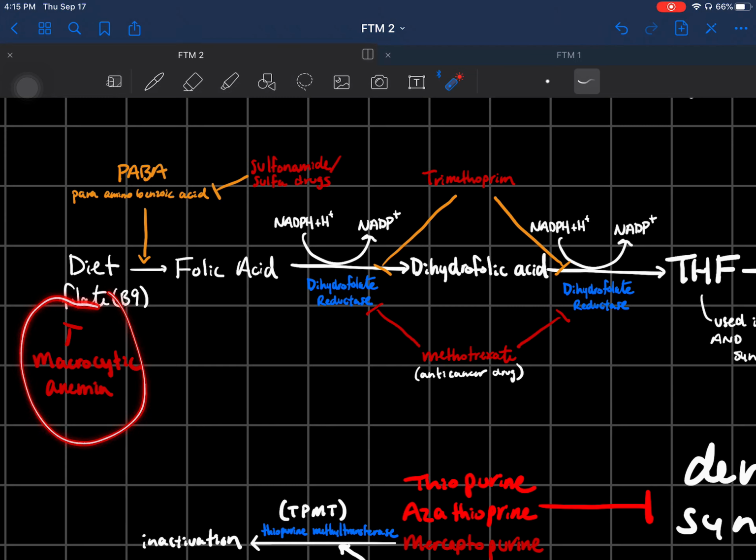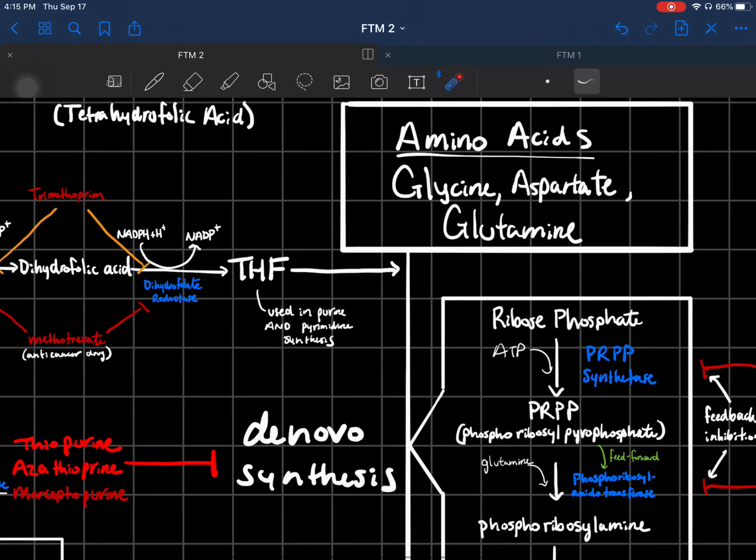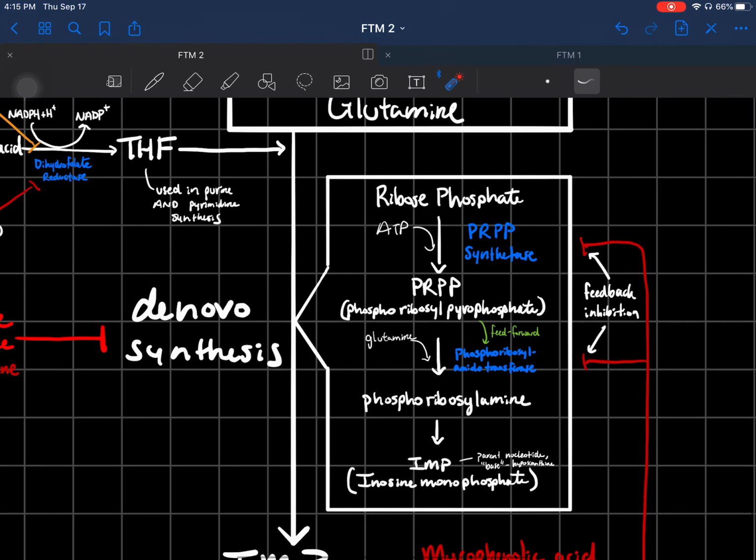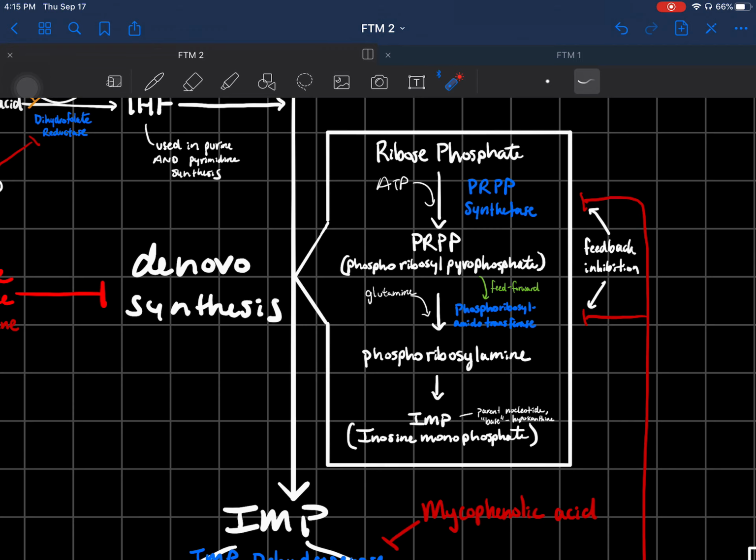Okay, and what I wrote right here is if you don't receive enough folate in your system, and you can't produce that tetrahydrofolate, then you're going to have this disease, and it's going to be called macrocytic anemia. All right, so now that we've talked about the two precursors for purine synthesis, let's go into de novo synthesis of our purine, okay? And our base purine is going to be IMP, inosine monophosphate.